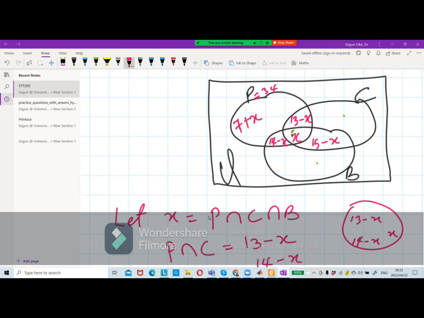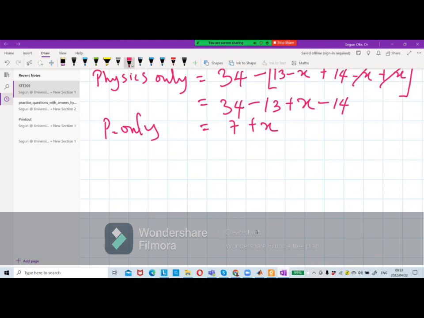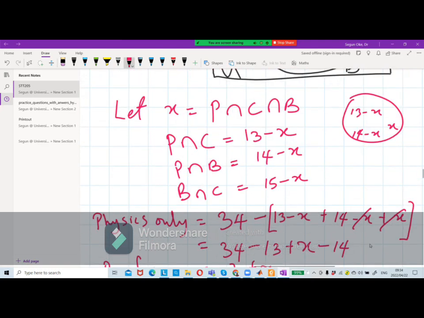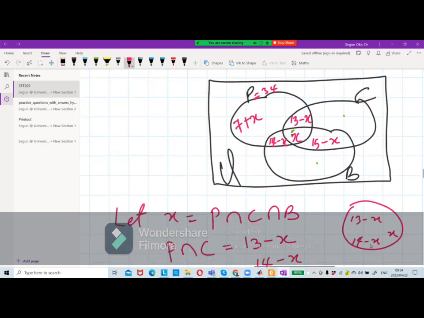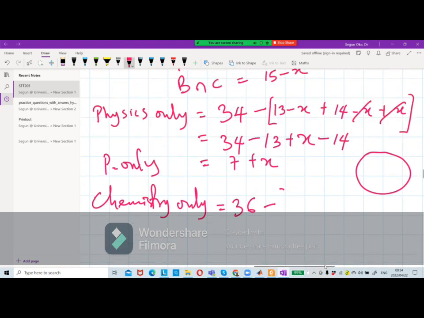7 plus x. So now we do the same thing to chemistry only. The total for chemistry only is 36. C is 36 in this case. So if C is 36, we have 36 minus everything inside the chemistry too. Let's check what are the things inside the chemistry.